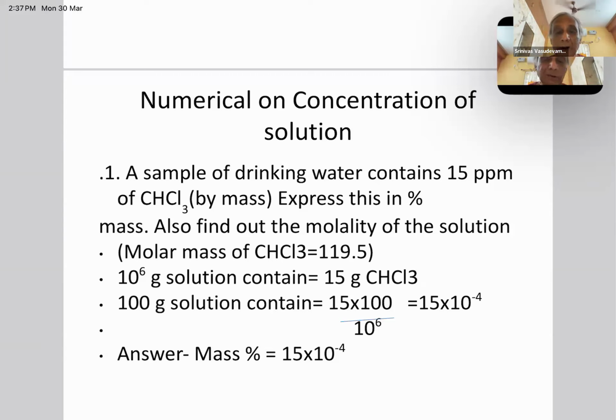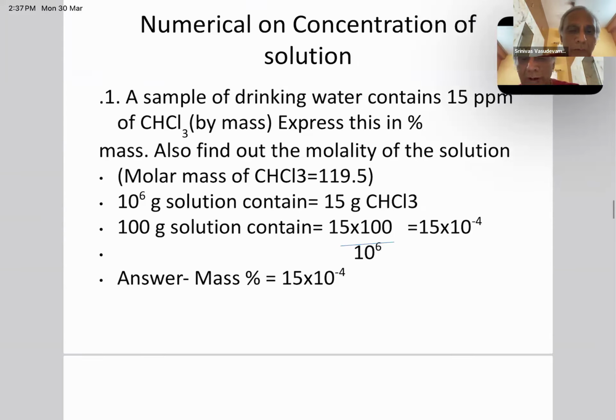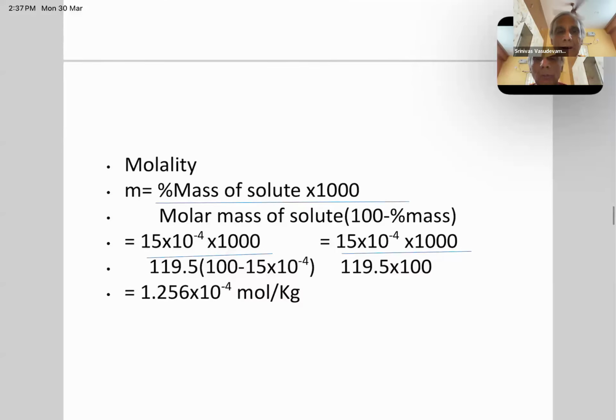The next part of the question is to find the molality of the solution. Now the percentage mass is known, and the molecular mass is known, so I can go for the formula. Molality equals percentage mass by molecular mass into 1000 by 100 minus percentage mass. So 15 into 10 power minus 4 into 1000 divided by 119.5 into 100 minus 15 into 10 power minus 4. 100 minus 15 into 10 power minus 4, I can take as 100. So 15 into 10 power minus 4 by 119.5 into 1000 by 100, which is 1.256 into 10 power minus 4 mole per kilogram.